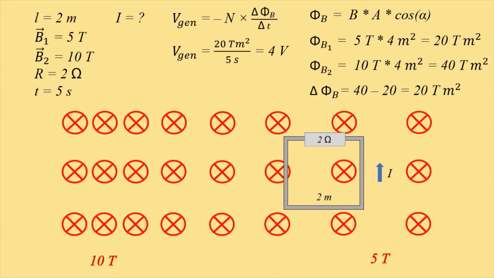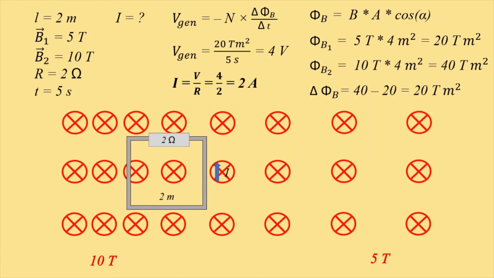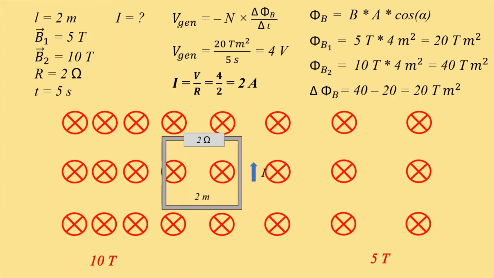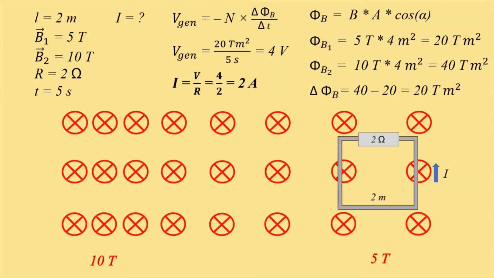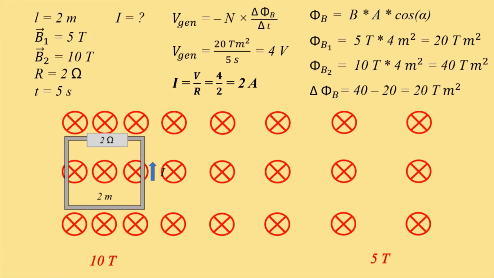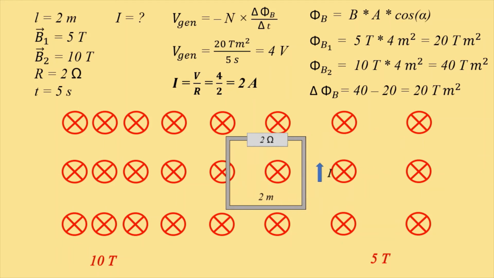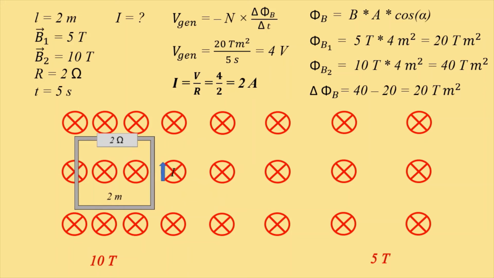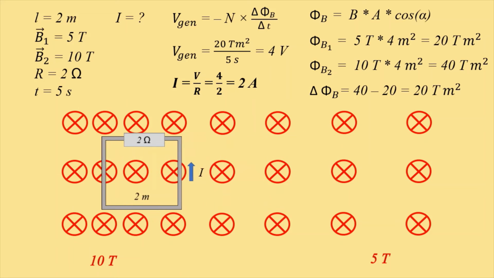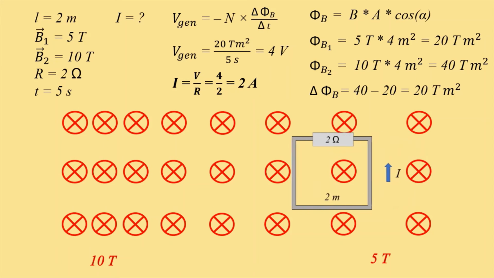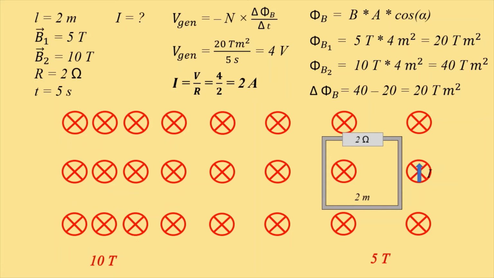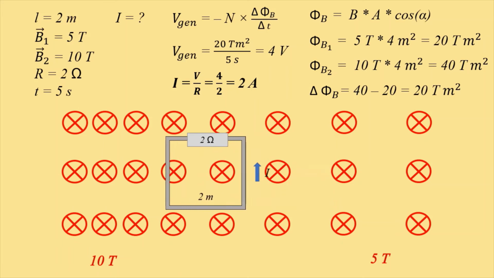And now we can just use Ohm's law, and that is that the current is equal to voltage divided by resistance. We have the resistance there, so we can just put it in, and we have 4 volts divided by 2 ohms, and the final current that we will have in the loop while it's moving is 2 amperes. So this is the basic idea behind Faraday's law.